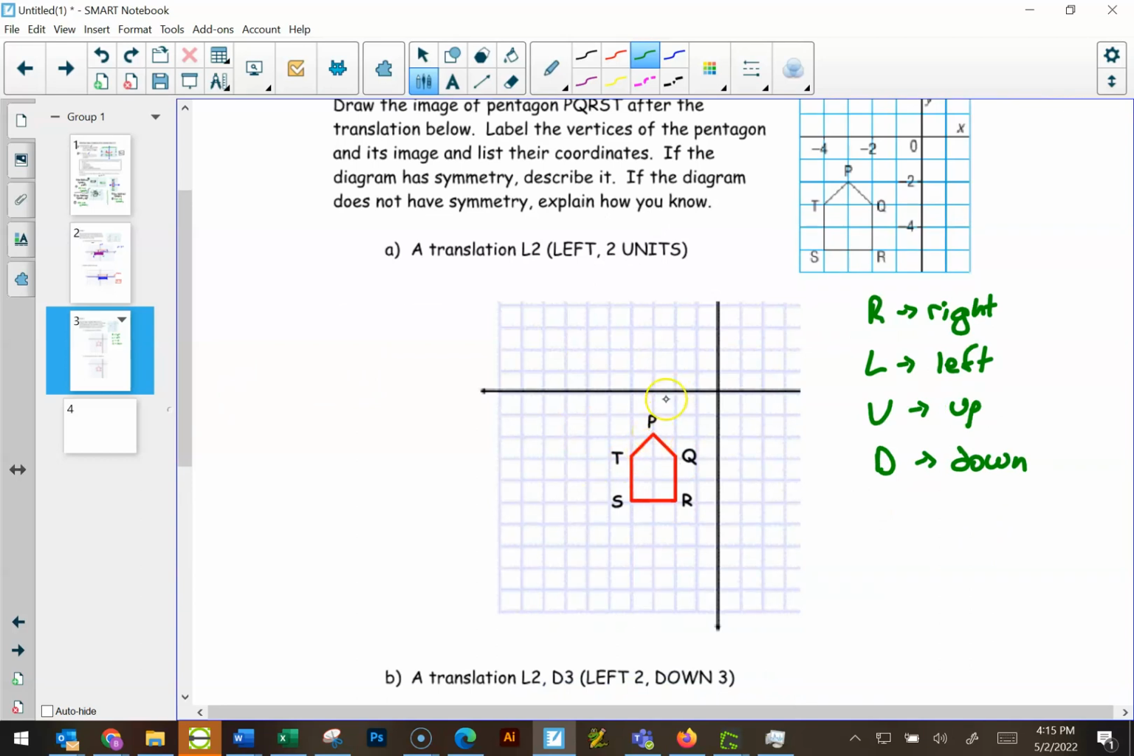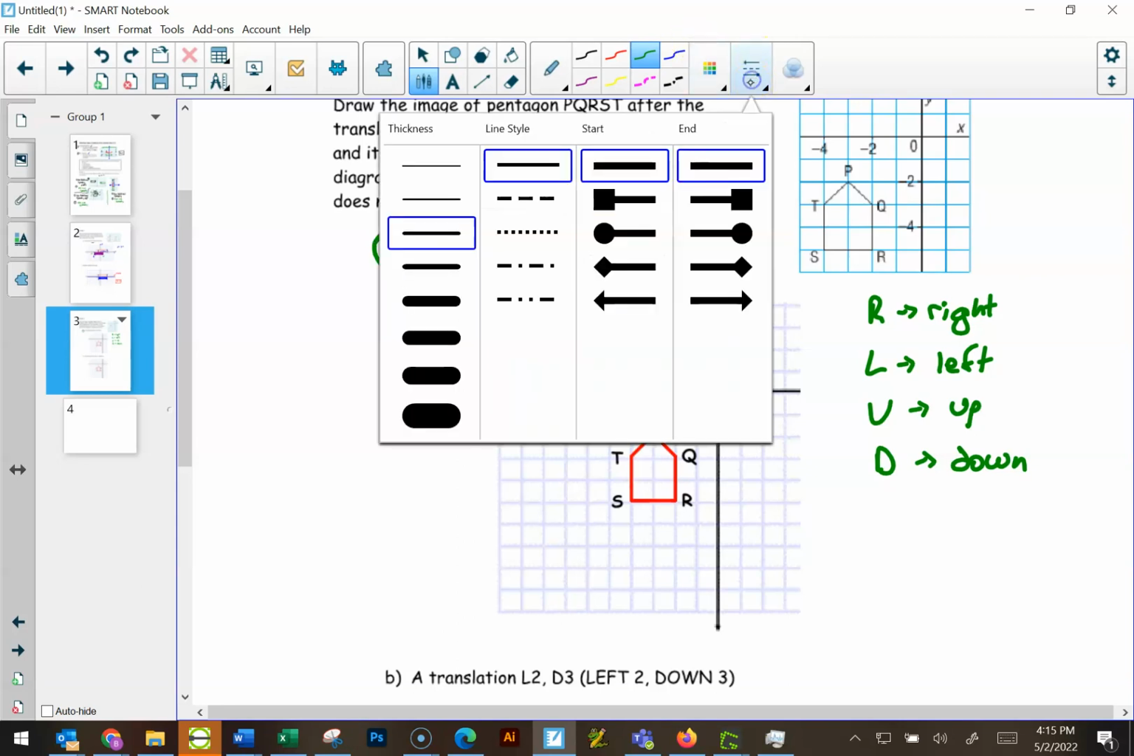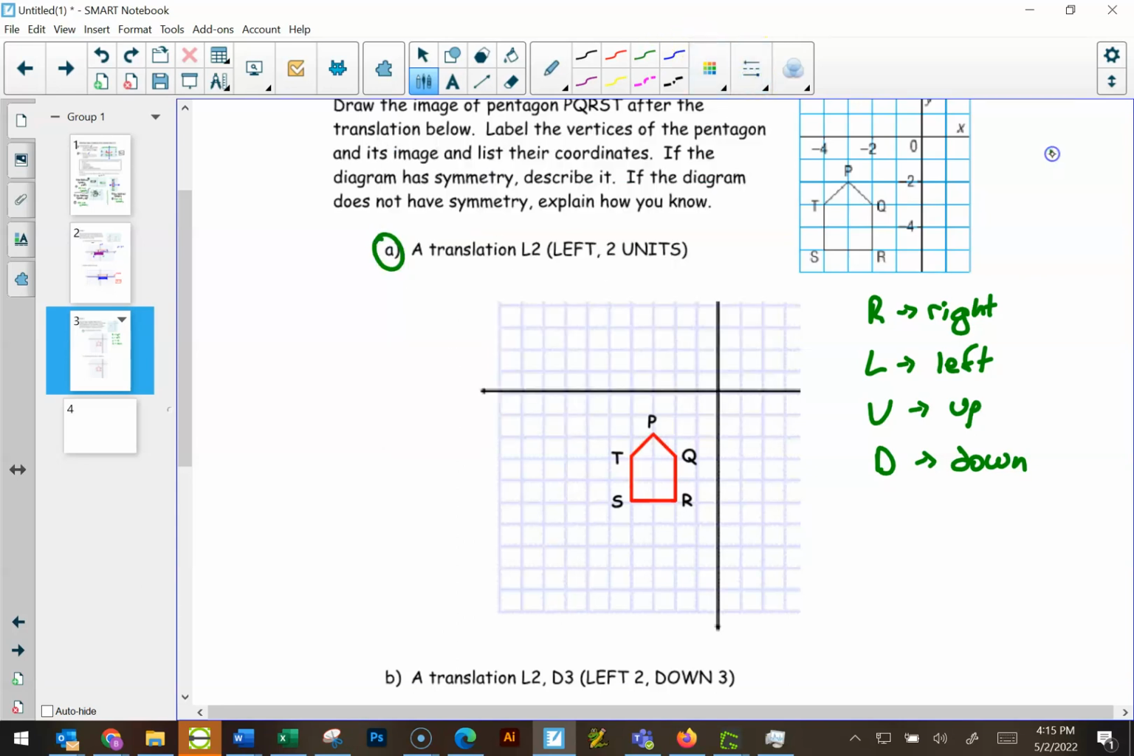We've got our original object, our PQRST, and it's going to tell us how it wants us to move things. The first one, for A, is a translation of L2, which means it's going to move left 2 units. So all you need to do is take every point and move it left 2 units. And you don't need to do more than 1 point in order to figure it out. Let's just start with P. I want to move it left 2 units. There's 1 unit, there's 2 units, so P prime goes there.